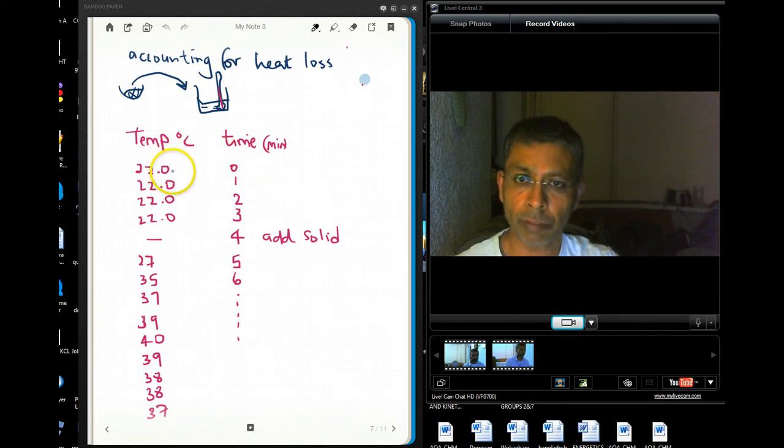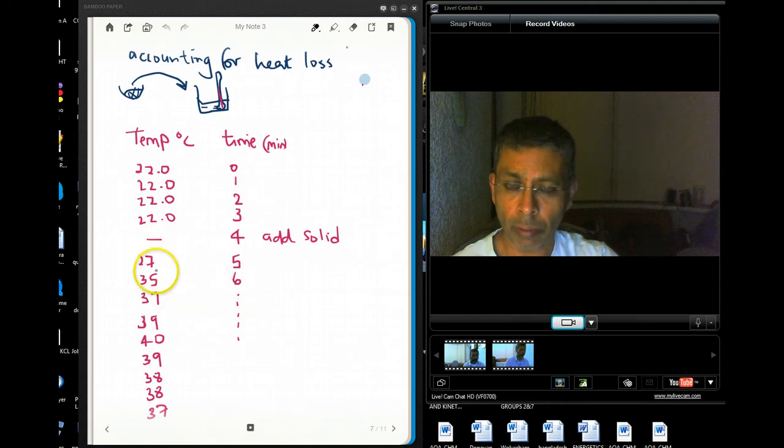You measure for the first 3 or 4 minutes the temperature in your beaker or your coffee cup, and the temperature stays constant. On the 4th minute, you would add your zinc powder, so you don't take a reading of temperature there. On your 5th minute, you do take a reading. 6th minute, you do take a reading, etc. You notice the temperature rises, and then it starts to fall. When it starts to fall, carry on recording for a few more minutes and then stop.